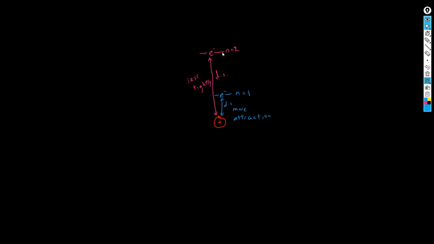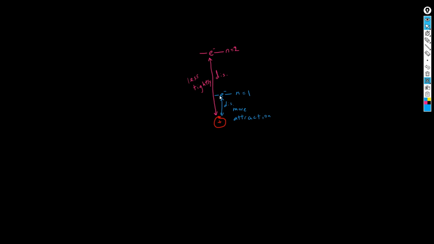So the more distance there is between the nucleus, which is positive, and the electrons, which are negative, the less tightly that electron is held. So an electron in energy level 1 is more tightly held, or it requires more energy to remove than an electron in energy level 2. And that is why we say an electron in energy level 1 is going to require more energy to remove, and we'll get to that later on when we're doing ionization energy.